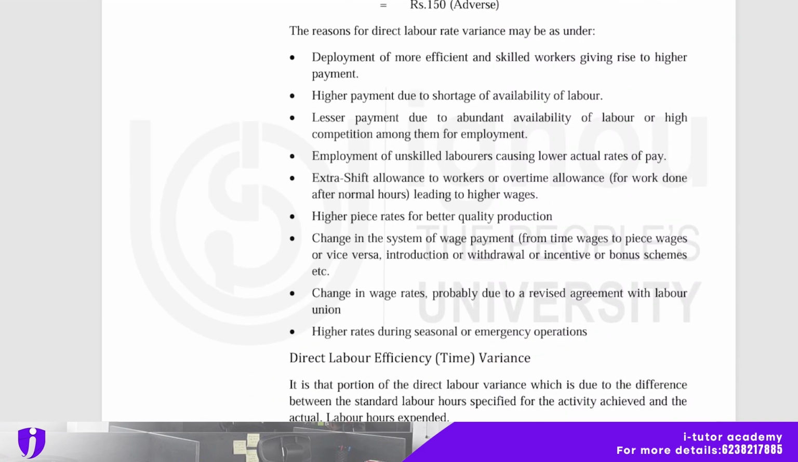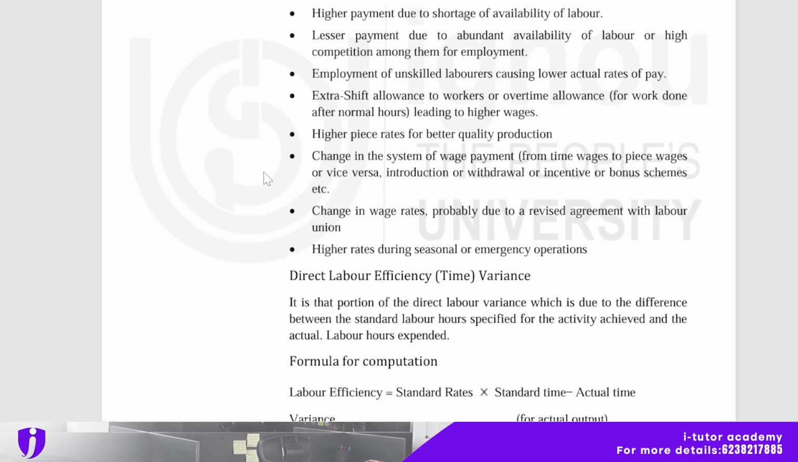The reasons for direct labor rate variance may be: deployment of more efficient and skilled workers, giving rise to higher payment; higher payment due to shortage of availability of labor, and lesser payment due to abundant availability of labor or high competition among them for employment; employment of unskilled laborers causing lower actual rate of pay; extra shift allowance or overtime allowance; higher piece rate for better quality production; change in the system of wage payment; change in wage rate, probably due to a revised agreement with the labor union; and a higher rate during seasonal or emergency operations.